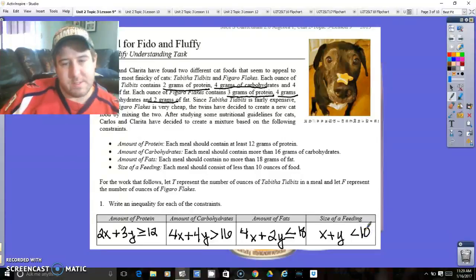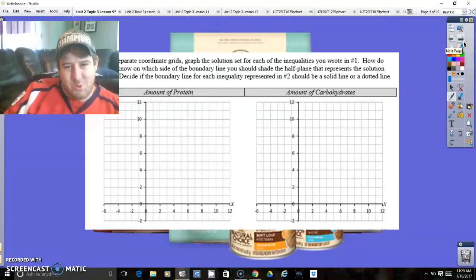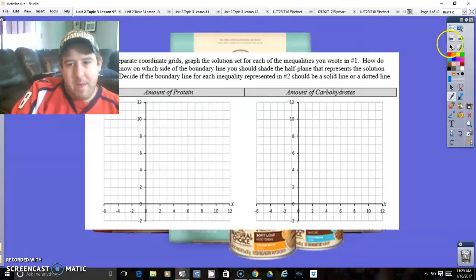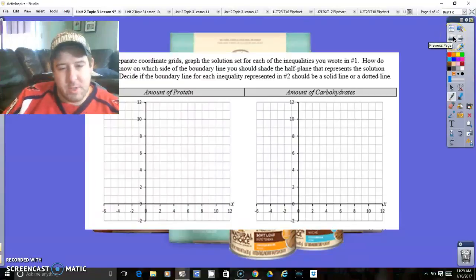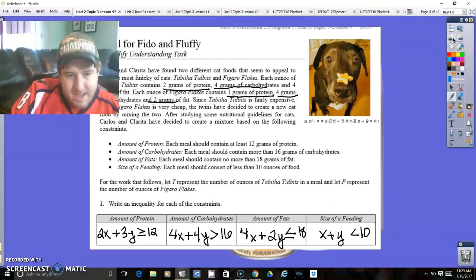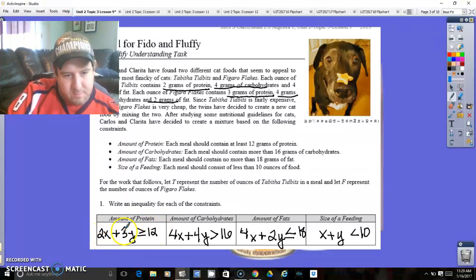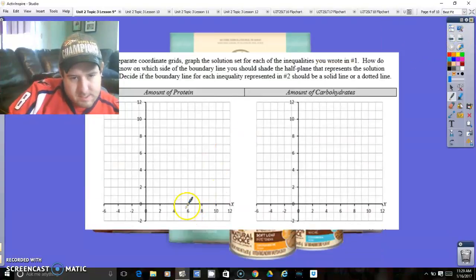So really the main goal of this lesson is you're going to be exposed to something new, which is making boundary lines that are dotted lines and not just solid lines. Because a boundary line does not have to include an answer. If it doesn't include the answer, you make it a dotted line. So you're going to do the exact same thing you've done in the past, which is find the x and y intercepts. The x-intercept here is 6, because 12 divided by 2 is 6, and 12 divided by 3 is 4. So that's 6 on the x and 4 on the y.